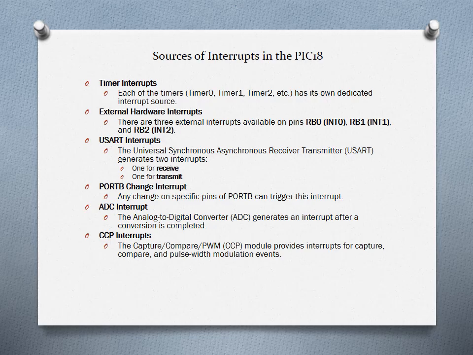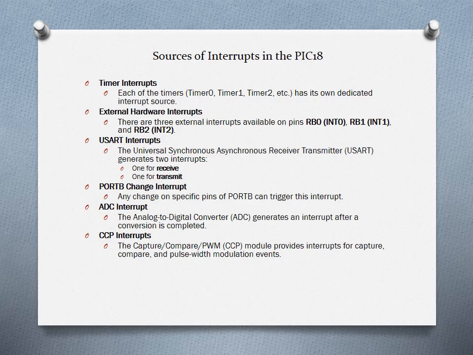For USART interrupts, you have 2 interrupts, one for reception and one for transmission. When you receive some data, once the reception is over, a reception interrupt flag will be set. And when you transmit some data serially, after the transmission is over, the transmit interrupt flag will be set. We also have specific pins on port B called the port B change interrupt, so whenever the pin status changes, that may cause an interrupt.